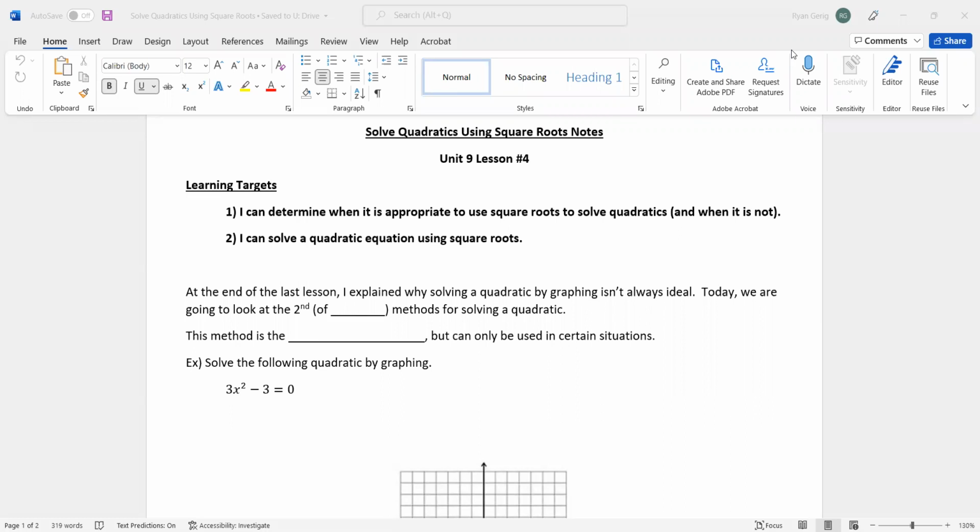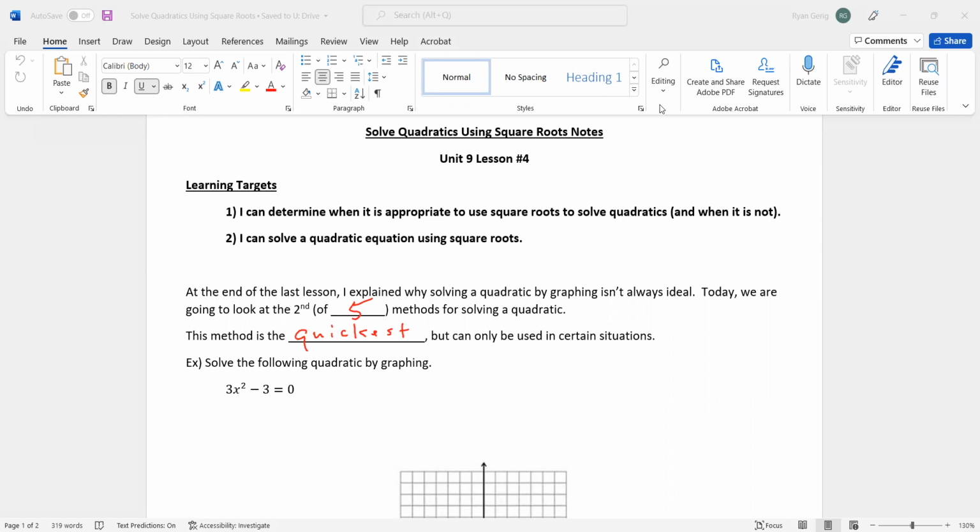Okay, so at the end of the last lesson, I explained why solving a quadratic by graphing isn't always ideal. Just to recap, it takes a lot of time and it may not cross at a good point. Today, we're going to look at the second of 5 methods for solving a quadratic. This method is, for most people, the quickest, but it can only be used in certain situations. We'll talk about that at the end, okay?